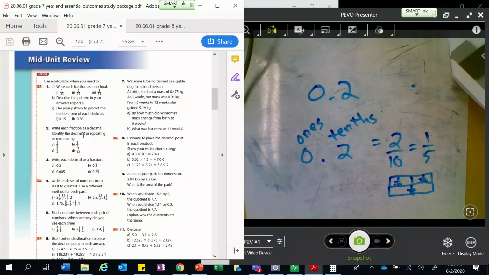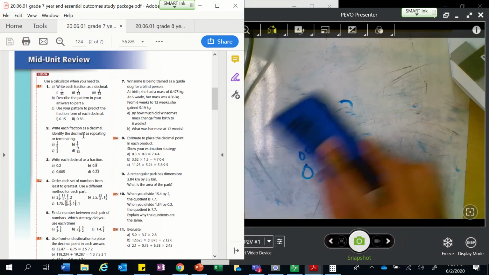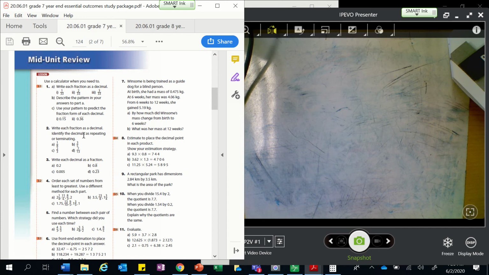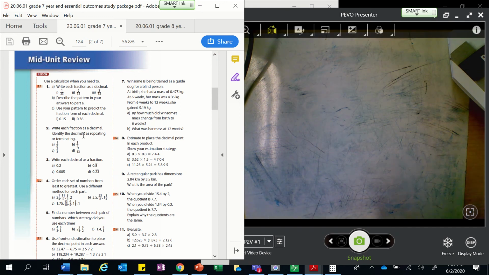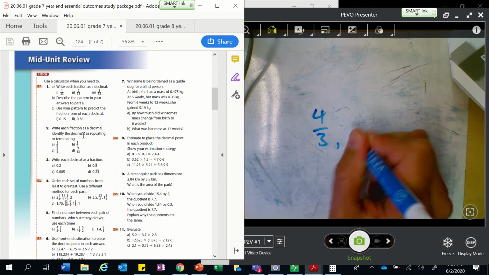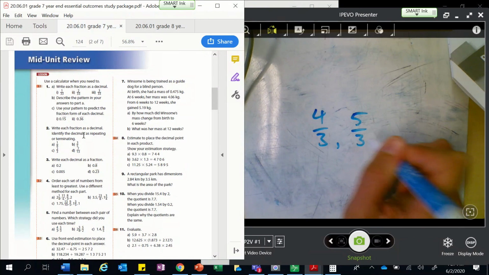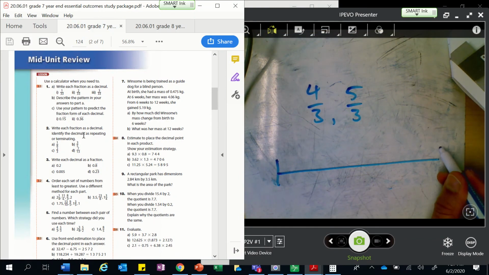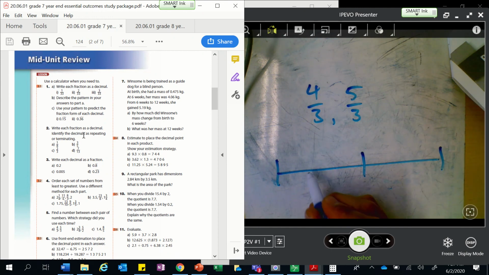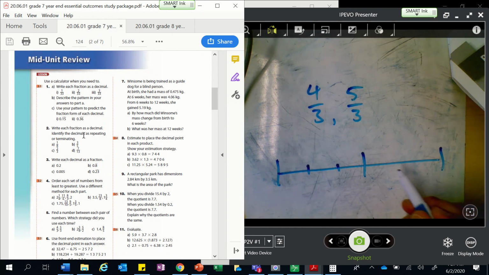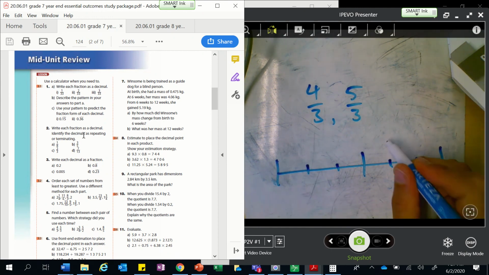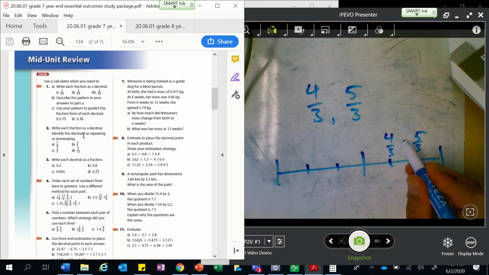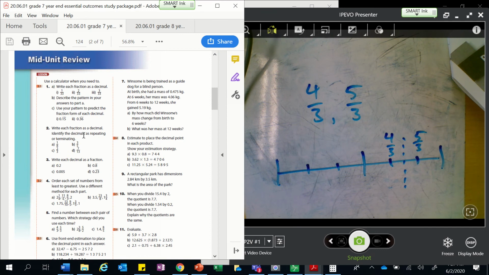All right, let's take a look at number 5. Number 5 says find a number between each pair of numbers, and what strategy did you use? Well, let's take a look at an example. 4/3 and 5/3. Boy, that's kind of tricky. I'm going to use a number line for an example. 1, 2/3, 3/3, 4/3, 5/3. So we have 4/3 and 5/3, and we want to find a mystery number that's somewhere in the middle.